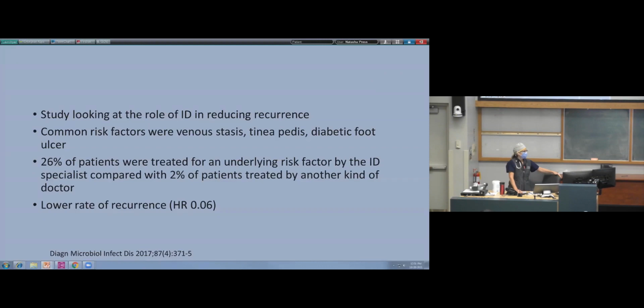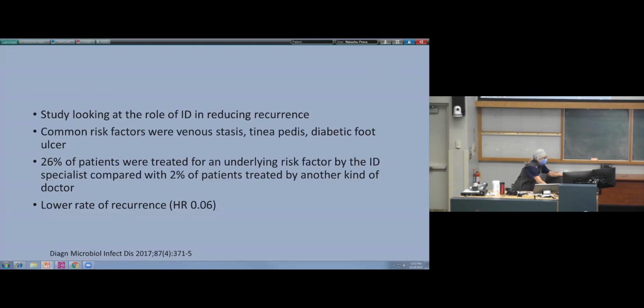In this study, the most common risk factors were venous stasis, athlete's foot, and diabetic foot ulcer. What they found is that about 26% of patients who were seen by an ID doctor had one of those risk factors addressed, compared to 2% of patients seen by another kind of doctor. So even as ID doctors, we still have a lot of work to do in addressing underlying risk factors for recurrence.